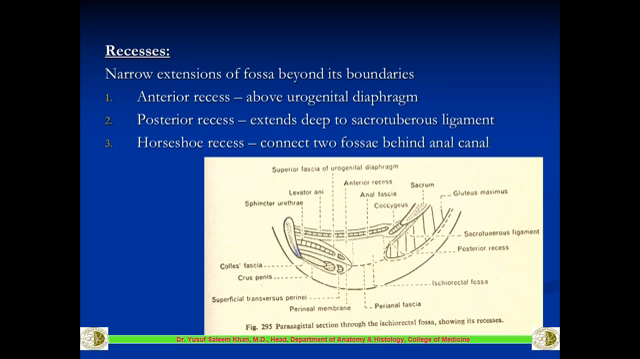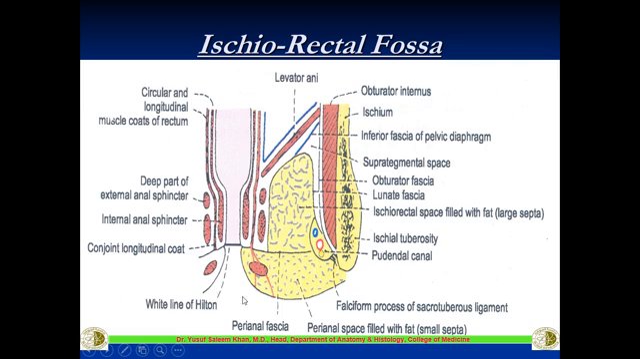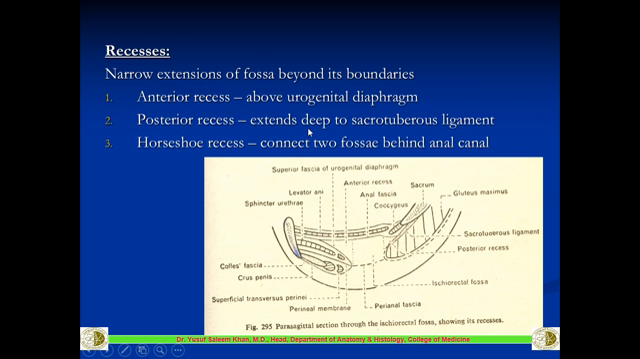Apart from these recesses, there is something called the horseshoe recess. This is nothing but the connection connecting two fossae behind the anal canal. So beside the anal canal, we have seen this is the ischiorectal fossa on one side, and the ischiorectal fossa will be on the other side also. For simplification, they have shown only one, but there will be two. So these two are connected behind the rectum by one more recess, that is called the horseshoe recess. Okay, so this is about the recesses which are present here, and this is the remaining part. This whole thing is the ischiorectal fossa.